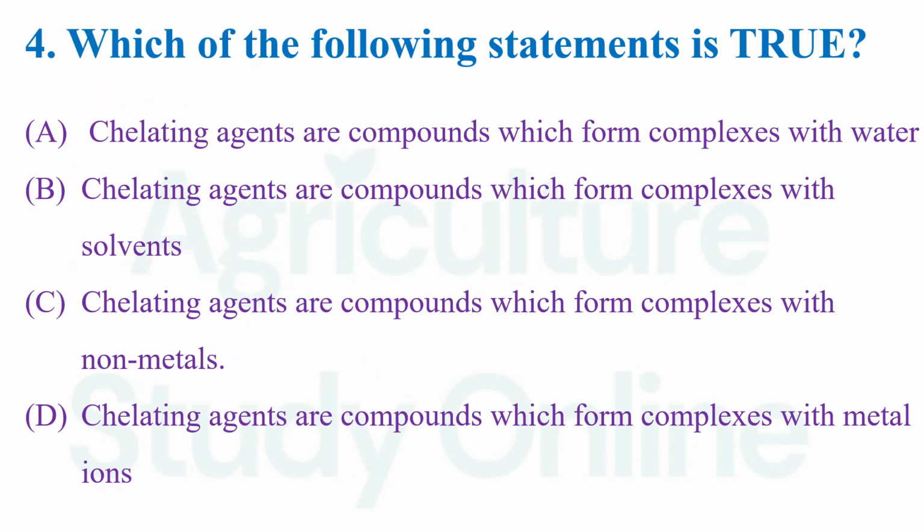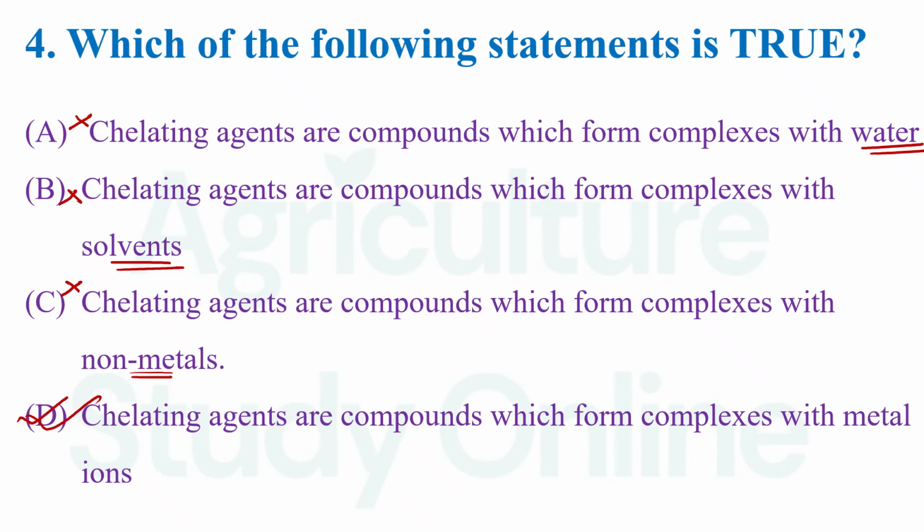Question 4. Which of the following statements is true? Chelating agents are compounds which form complexes with water. Chelating agents do not specifically form complexes with water. This is incorrect. Chelating agents are compounds which form complexes with solvent. Not correct, because chelation is not about solvents. Chelating agents are compounds which form complexes with non-metals. Chelating agents mainly bind with metal ions, not with non-metal ions. Incorrect.